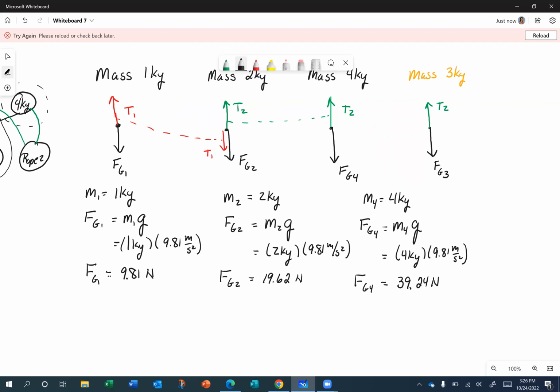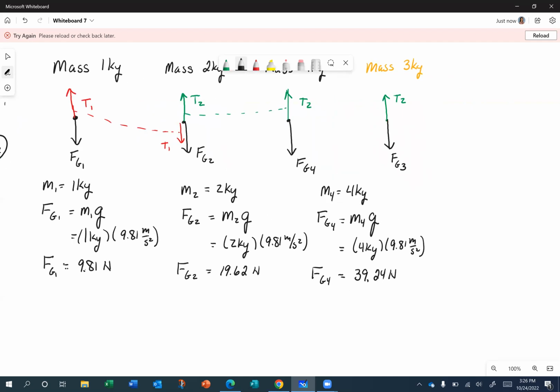39.24 newtons. For this one, we have mass 3, which is the combination of 1 and 2. So that's going to be 3 kilograms. The force of gravity of number 3 is equal to mass 3 times g. That is equal to 3 kilograms times 9.81 meters per second squared. So FG3 is equal to 3 times 9.81, for 29.43 newtons. So that's how we begin the problem.